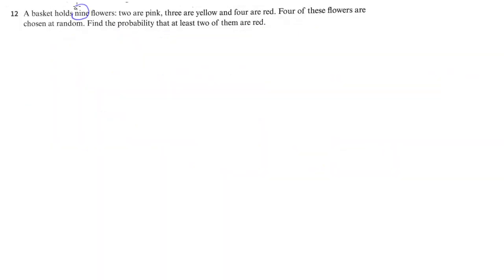In number 12, we've got a basket of 9 flowers. Now, 2 of them are pink, and 3 of them are yellow, and 4 are red. We need to pick 4 of these flowers. And then they want us to find the probability that at least 2 of them are red. All right, so first, let's talk about this. We're going to have at least 2 red.